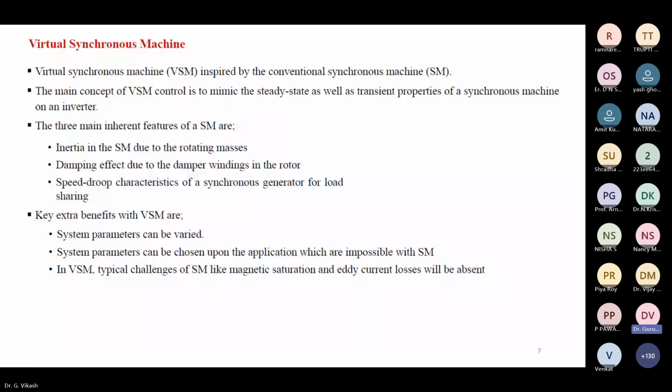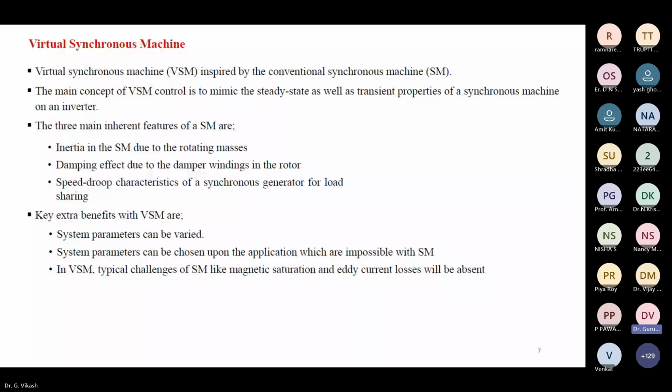The domination of inverter based generation is increased. So at a particular time, the inverter based generation is more than the conventional power generation. Then the inertia is not sufficient to withstand the whole power system. Then there is a huge blackout. So that is the problem. That's why the researchers are working on this.